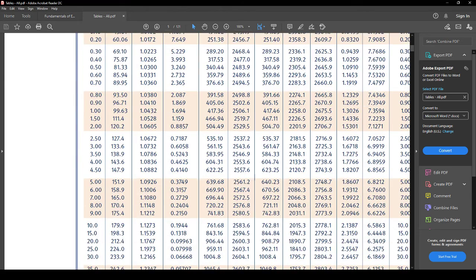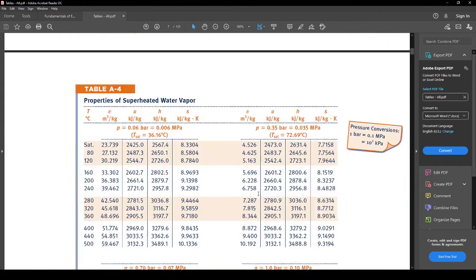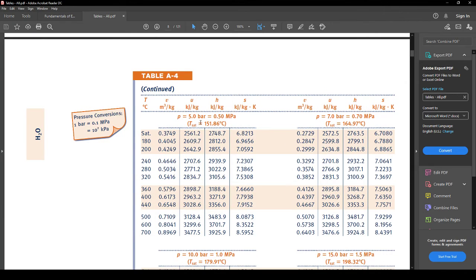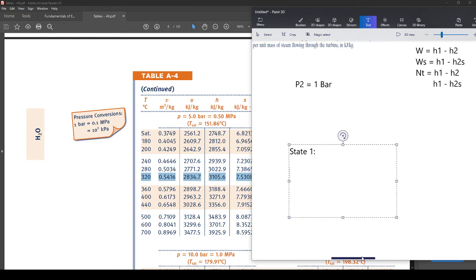So they said we're at 5 bar, I'm pretty sure, and 320. So we can check 5 bar. We are way higher than that, which is exactly how you would expect it to be. So 5 bar, 320. That means we go to the superheated tables as usual. And we go here, 5 bar. And then we go to 320. So our numbers, it looks like we want 3105. So I'm going to do that really fast on the screen.